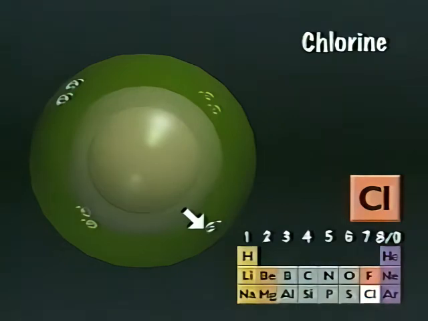Chlorine tries to grab an extra electron, but it isn't as attractive as fluorine. This is because chlorine's unpaired electron in the outer shell is further away from the nucleus. All the elements in this group will try to grab an extra electron, but they are less reactive as they get larger.